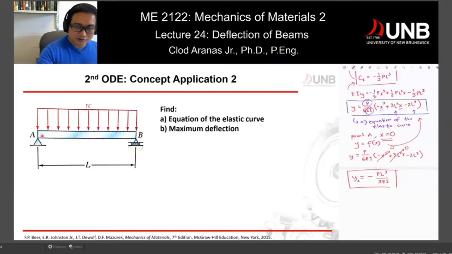Okay. So if none, let's go to problem number 2. So now we are given this beam, and we're still in the second order differential equation. So we have this distributed load W. We have points A and B. We have point L. And the question here is to find the equation of the elastic curve, which is basically y equal to an equation which is a function of x. Now we also have part B, which is an extra here: maximum deflection.